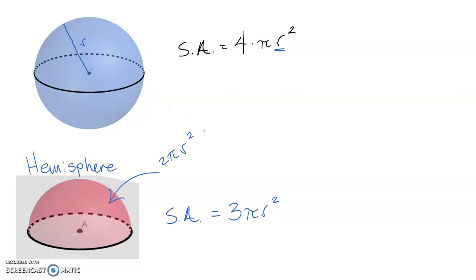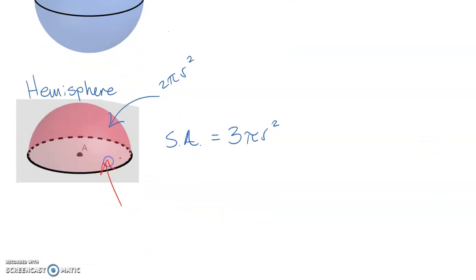But the hemisphere is not just that half shell, because we also have this cross section down here, this base, this new face that's been created, this circular face. And we have to include that in the surface area because that is an exposed surface. In a hemisphere, this face is always just going to be a circle with the same radius as the original sphere, so its area is pi r squared.